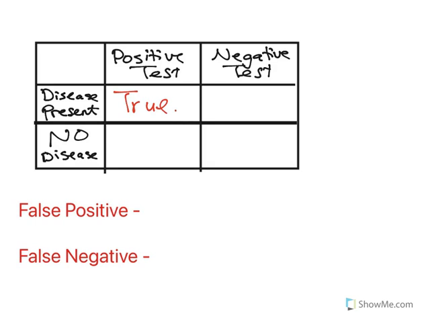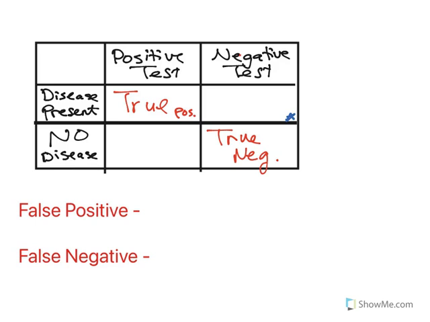So if the disease is present, I would expect to test positive. This is a true positive. In a similar fashion, if I do not have strep, I would expect to test negative. So no disease, negative test. This is a true negative. That should make sense in your head. This is what I expect to have happen. Okay, so let's go to the other ones then.